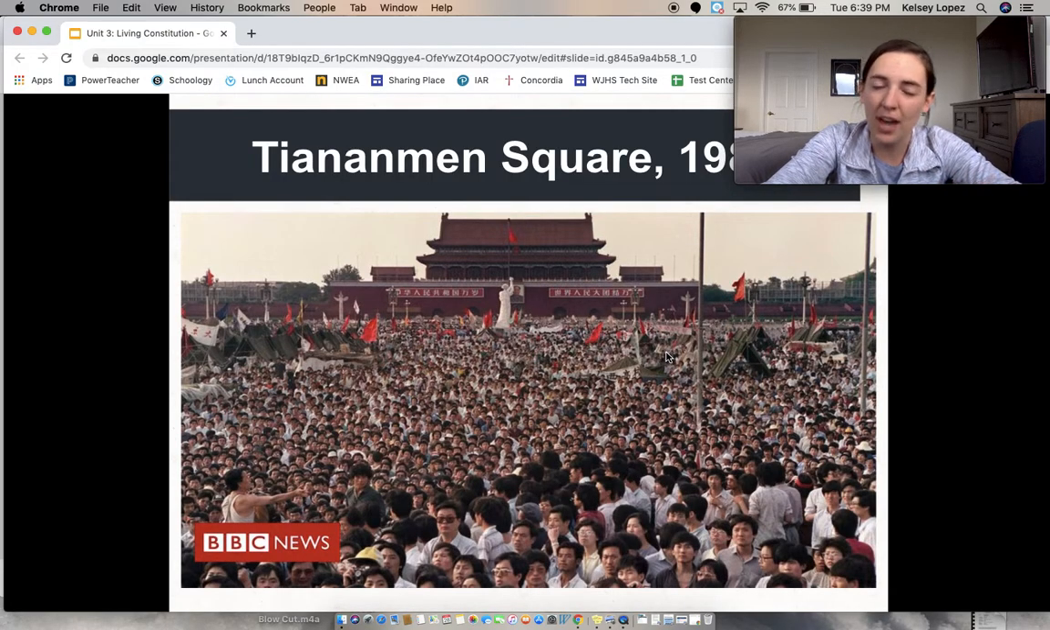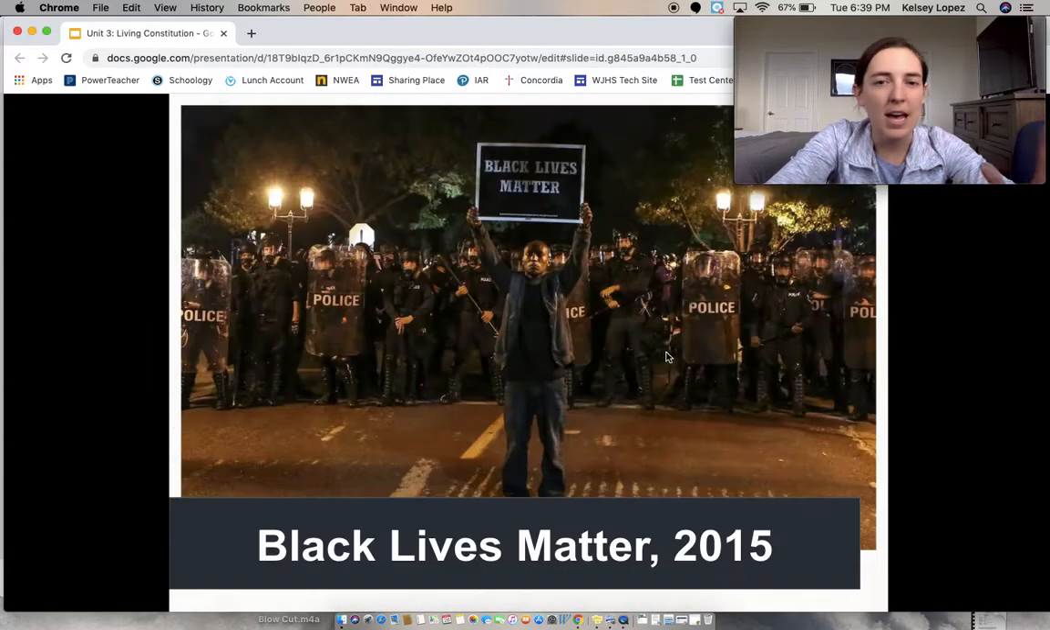Okay, another one here, college students protesting for democracy in Tiananmen Square. This was incredibly important. It was all about freedom of speech, freedom of the press. Unfortunately, it was met with quite a bit of violence, if you've heard the story of the Tank Man. If not, you should go Google it. And then last but not least, Black Lives Matter is another example. By and large, Black Lives Matter may now be operated by adults.